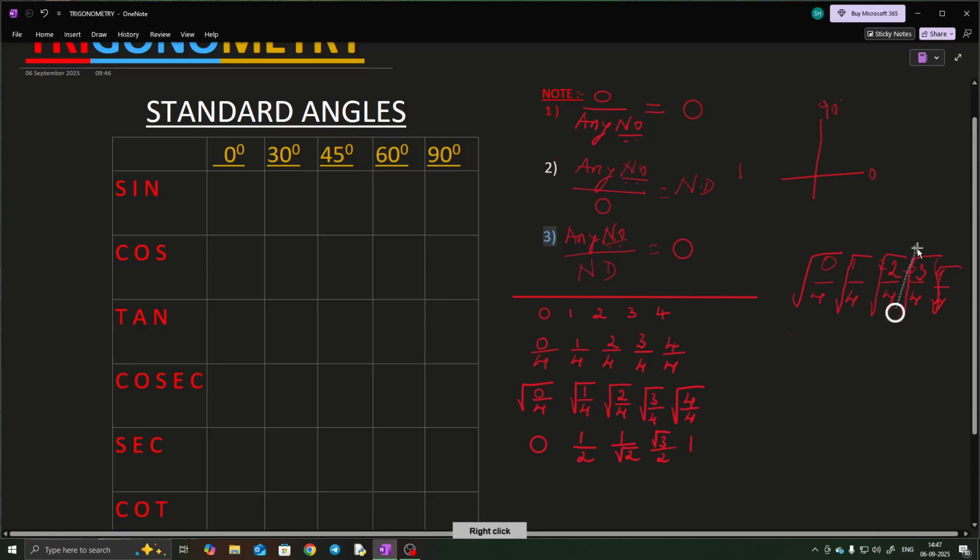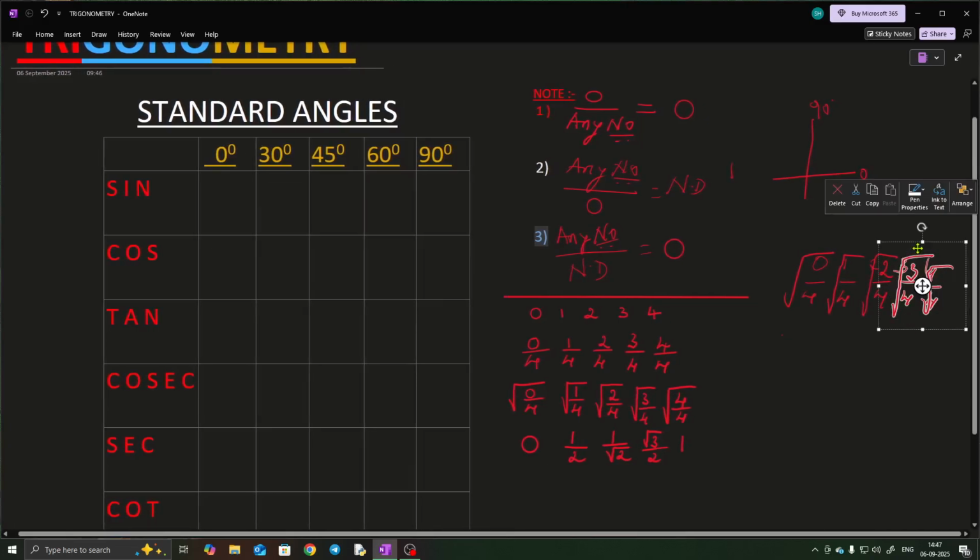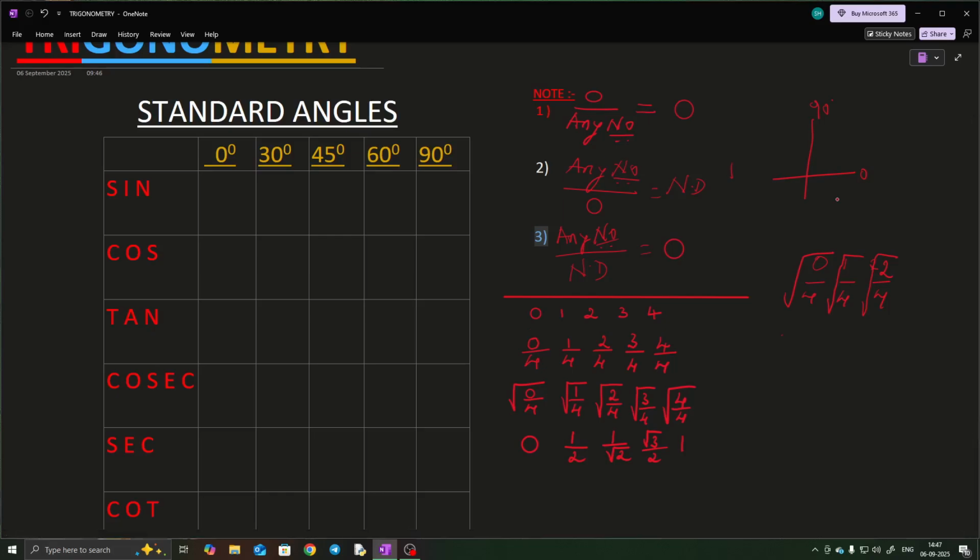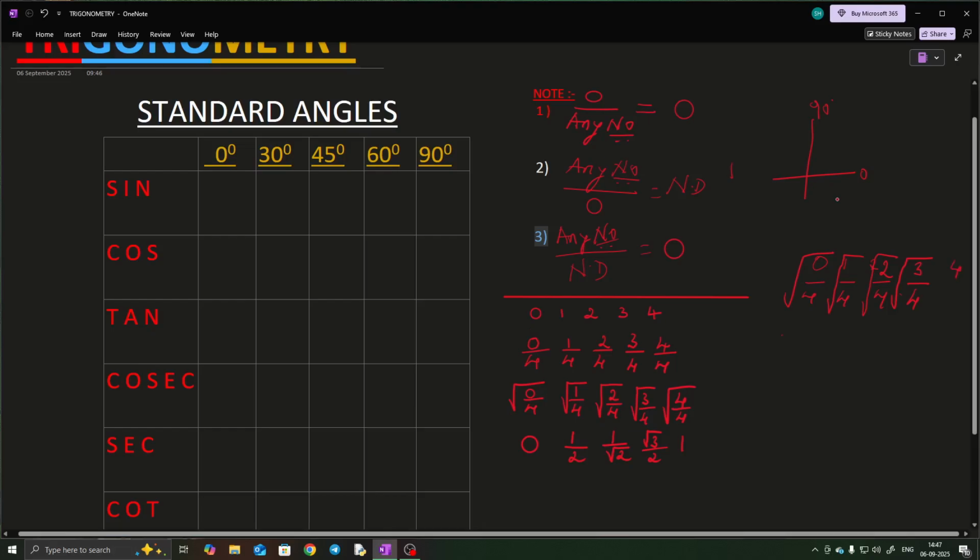Now, particularly when you look into it, how to remember it? 0, 1, 2, 3, 4. Each of these numbers are divided by 4. Then apply the square root for each of these numbers. So 0 by 4, 1 by 4, 2 by 4. And then you have got what? 3 by 4 with that root which is being applied. And then the last one is going to be 4 by 4. For that you are going to apply the root.